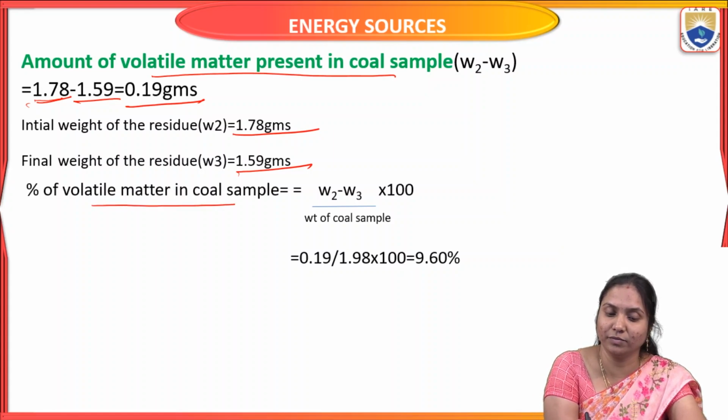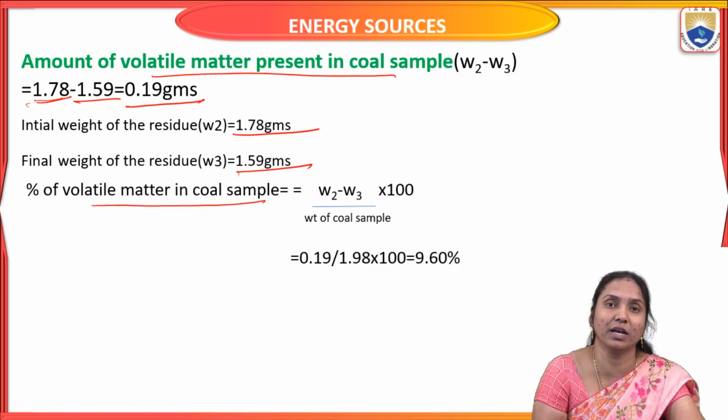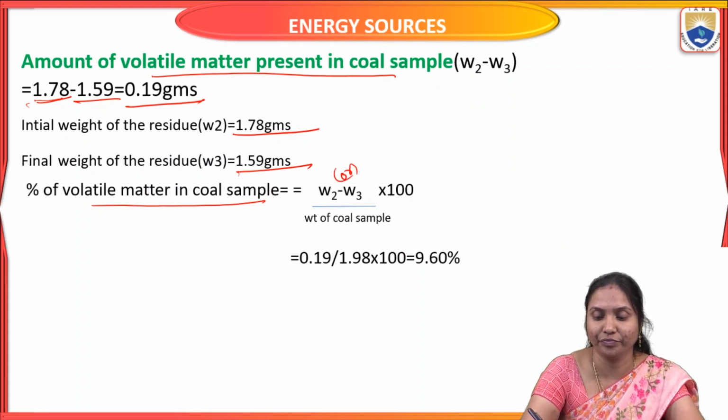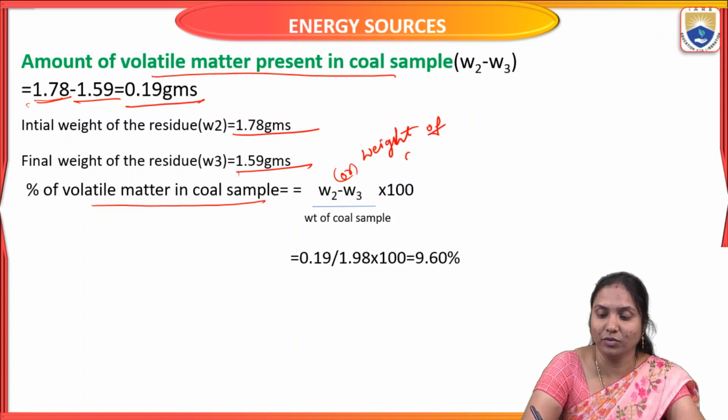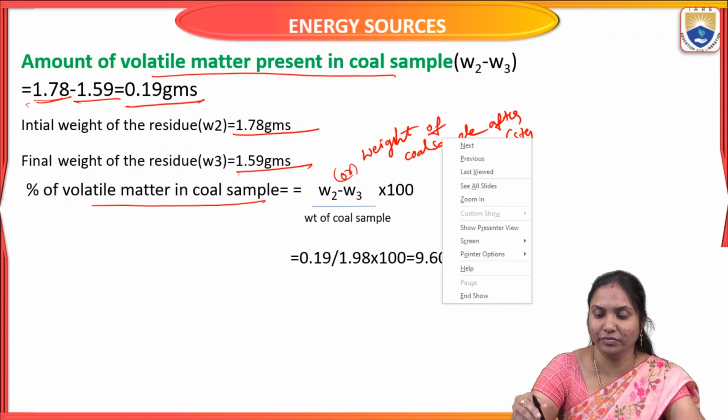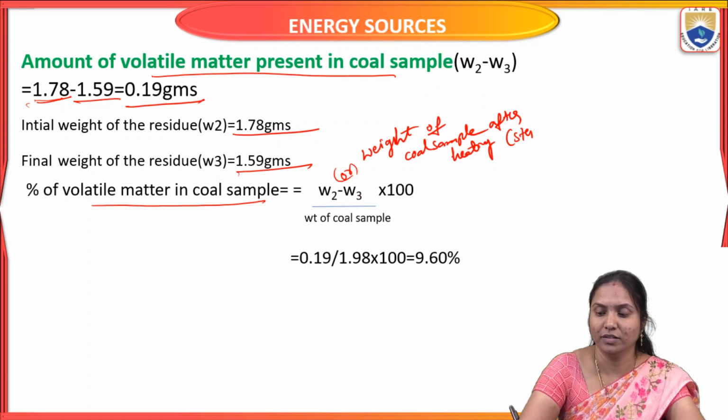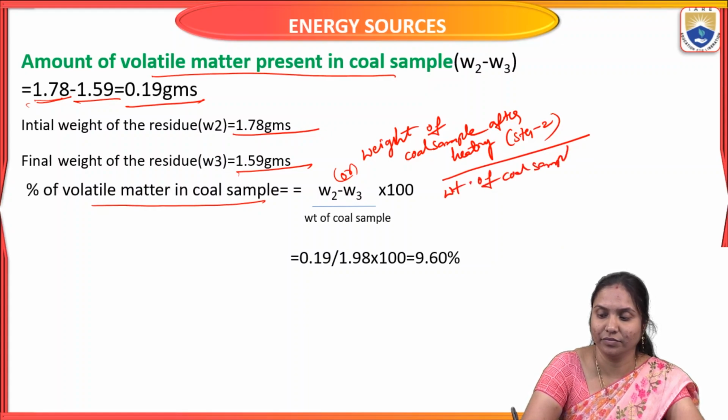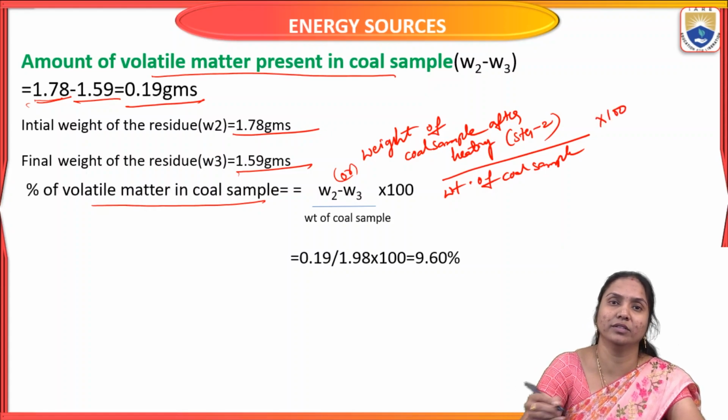The percentage of volatile matter present in the coal sample is equal to W2 minus W3, or you can write, weight of coal sample after heating in step 2, by weight of coal sample, into 100. You can use this formula also.